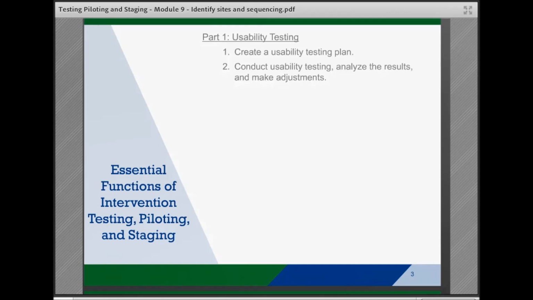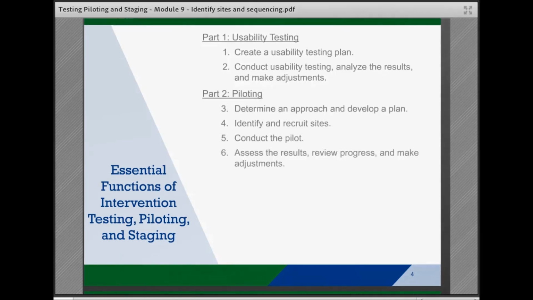Part 1 is usability testing and includes creating a usability testing plan and then conducting usability testing, analyzing results, and making adjustments, covered in modules 2 and 3 in this series. Part 2 is piloting and includes determining the approach and developing a plan, identifying and recruiting sites, conducting the pilot, and then assessing results, reviewing progress, and making adjustments, which is covered in modules 4 through 7 in this series.